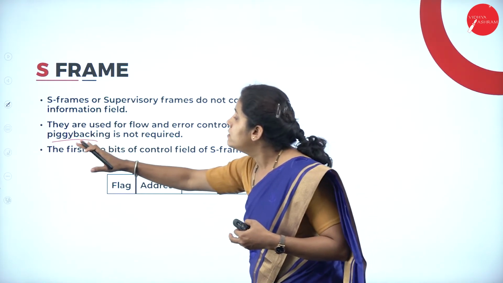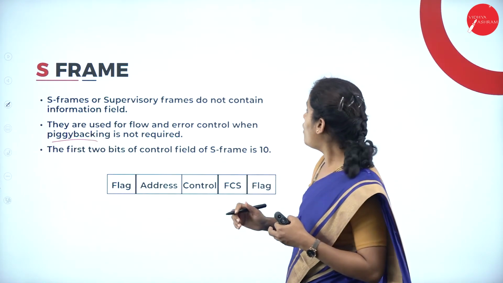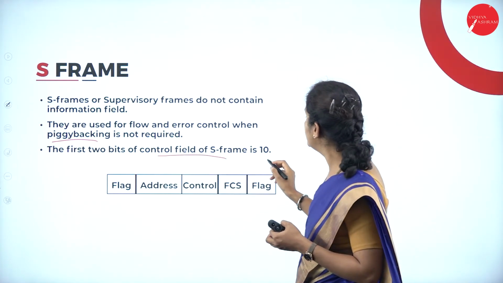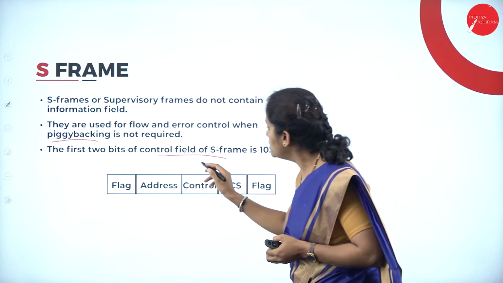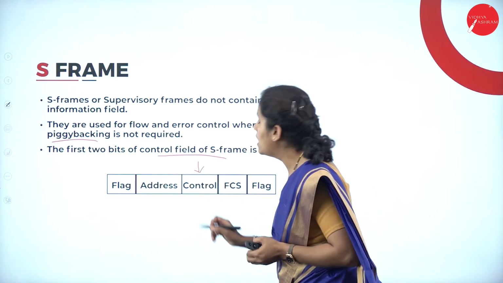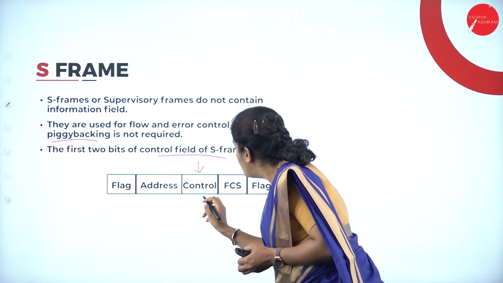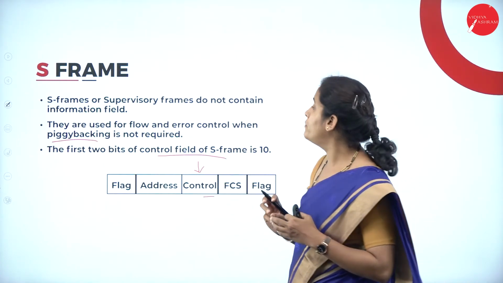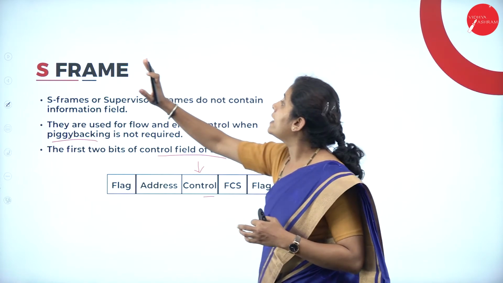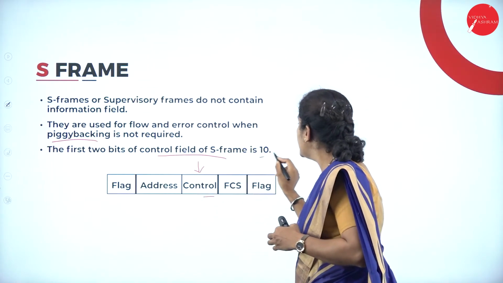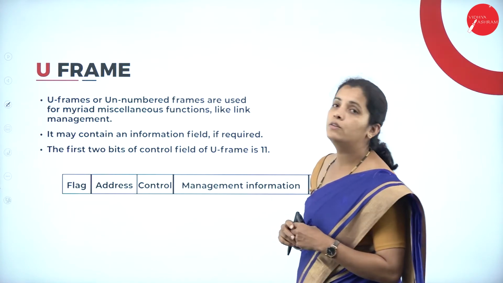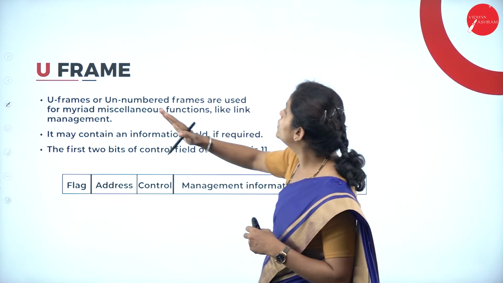The first 2 bits of the control field of the S frame are 1, 0. So this is the control field, and the first 2 bits of the control field for the S frame are indicated by 1, 0.